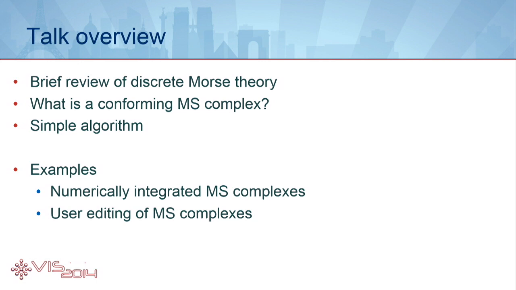So in this talk, I'm going to give a brief overview of discrete Morse theory to try to explain what we're doing. And then I'm going to talk about what a conforming Morse Smale complex is. It turns out it's a very simple algorithm to compute, but has some very exciting applications, such as computing a Morse Smale complex by numerically integrating streamlines. And you can also take an existing Morse Smale complex and directly edit it without touching the underlying function.